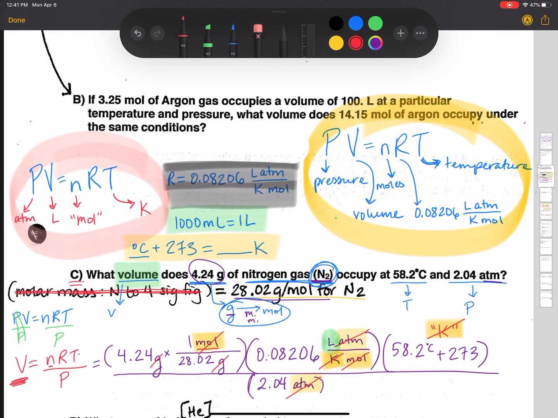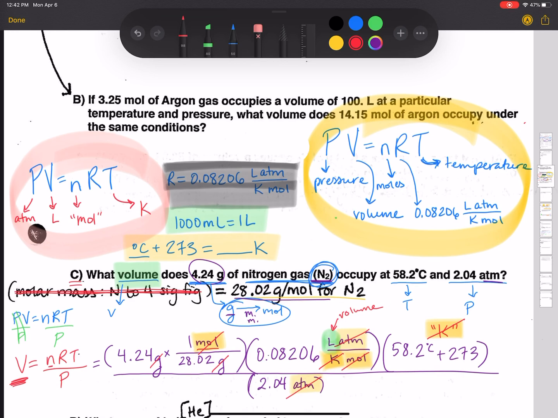in. Notice that the question didn't specifically tell you what volume in liters. It just said what volume. So this right here is your unit of volume. And it's going to be in liters no matter what, because all you had left was L for liters from the R constant. So now it's time to plug all this into the calculator.